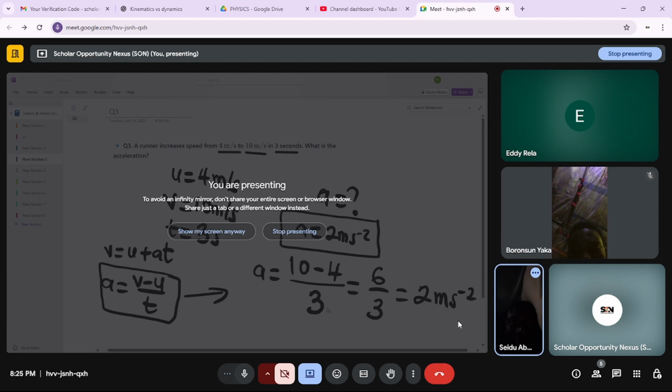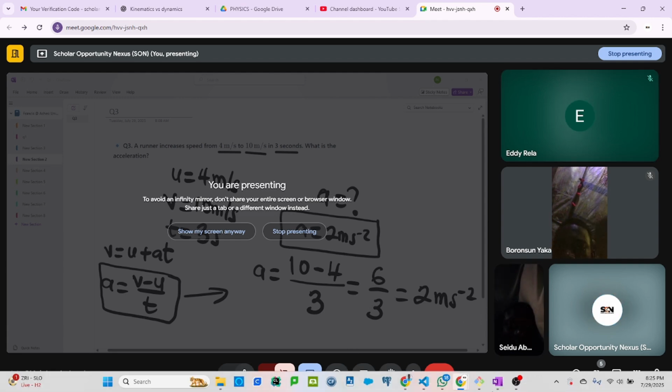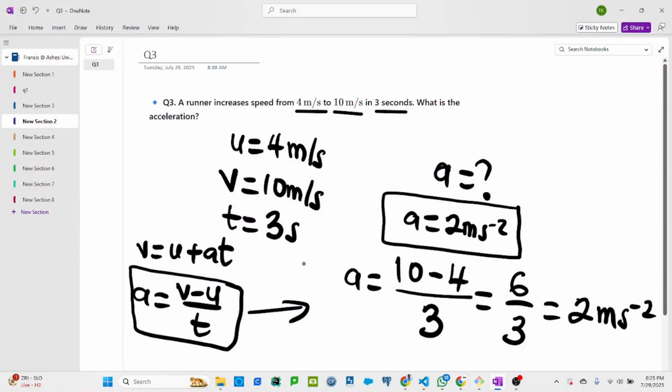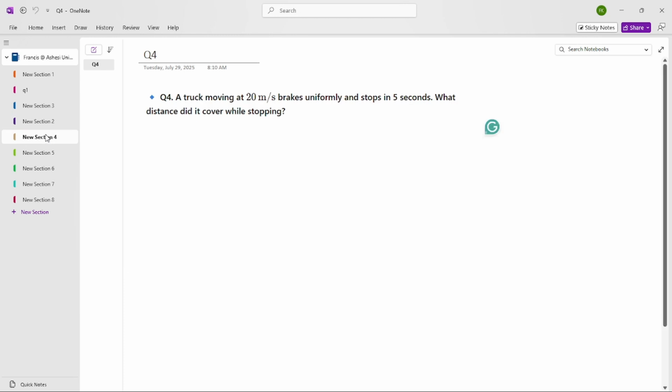Okay, good. Now let's go to the next question. You just basically write your parameters. If you're able to write your parameters down and you have the equations at your fingertips, I promise you it's very easy to solve any question. So let's go to the next one.